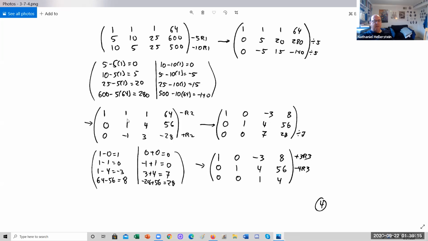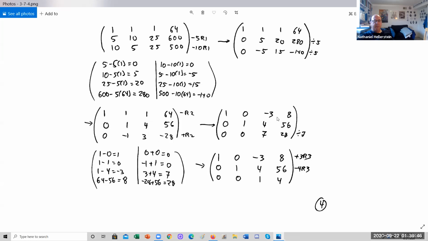Okay, I'm going to pivot on this 1 in the middle here. Eliminate this 1 by subtracting row 2 from it. Eliminate this -1 by adding row 2 to row 3. So middle row stays 0, 1, 4, 56. Top row, 1 minus 0 is a 1. 1 goes there. 1 minus 1 is a 0. It goes there. 1 minus 4 is a -3. That goes there. And 64 minus 56 is an 8.